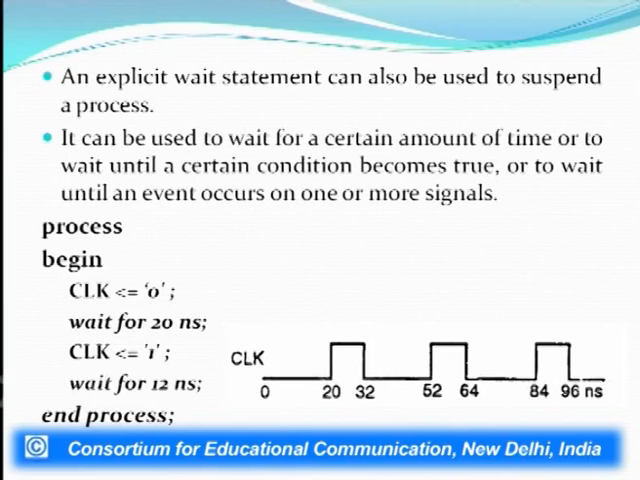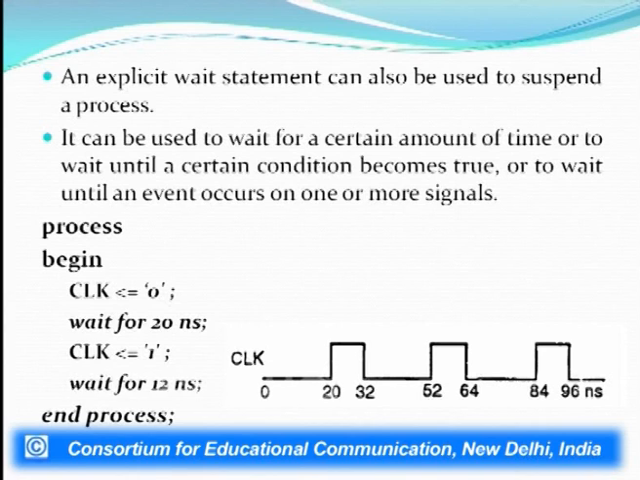Now sometimes it may happen that I may have a process which does not have a sensitivity list. In that case, we can use explicit wait statements to suspend a process. It can be used to wait for a certain amount of time, or to wait until a certain condition becomes true, or to wait until an event occurs on one or more signals. For example, if we see here, we've defined a process, there is no sensitivity list, we begin and we say that clock is 0, and then we wait for 20 nanoseconds.